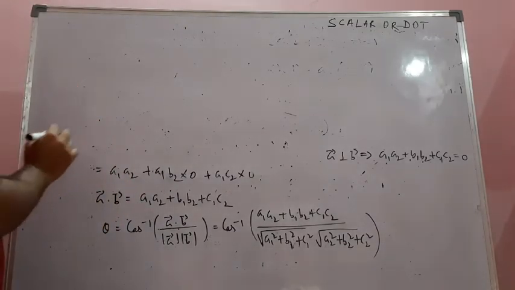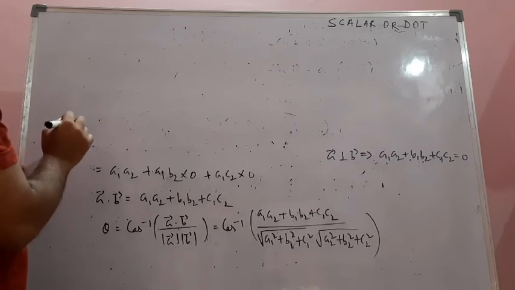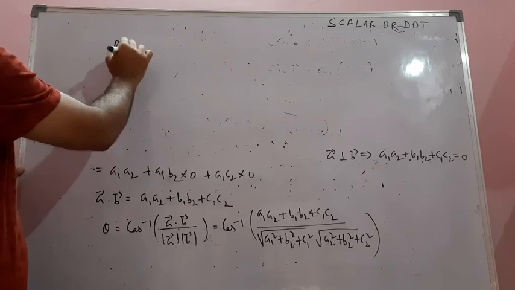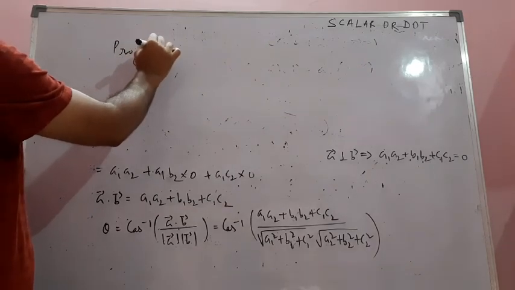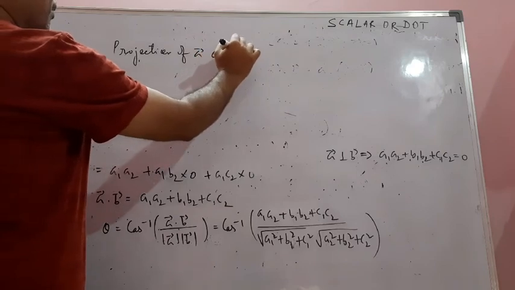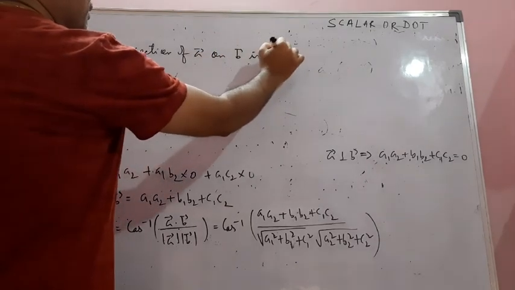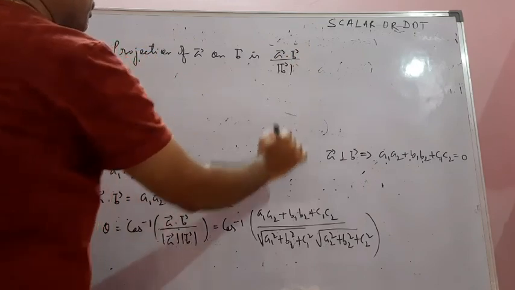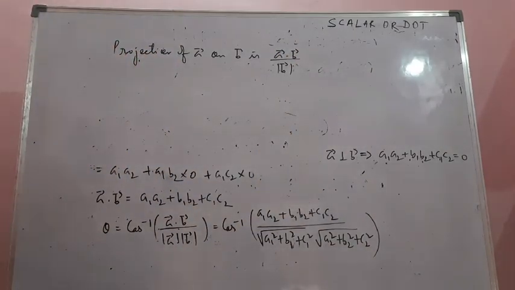One more thing is there: the projection of vector A on vector B. What is the projection of vector A on vector B? It is A dot B divided by the magnitude of B. It is a geometrical interpretation of the dot product of vectors. So this type of question you may also get.